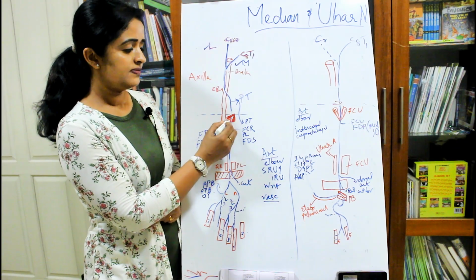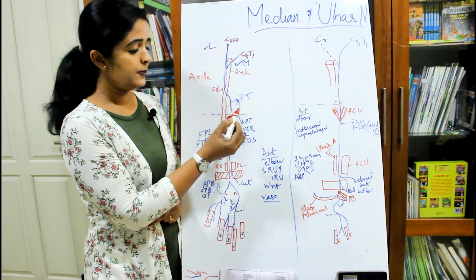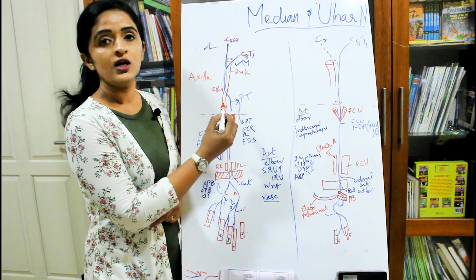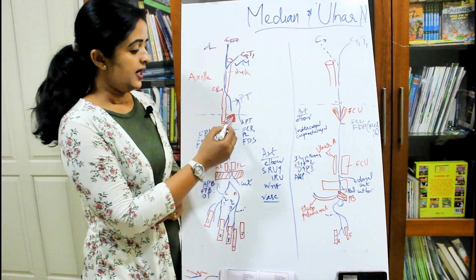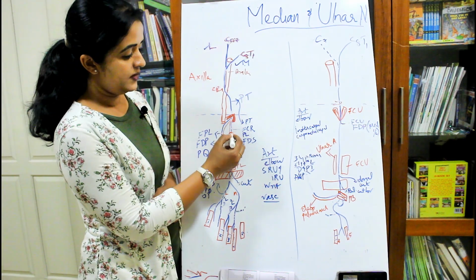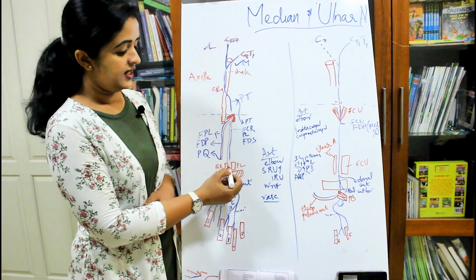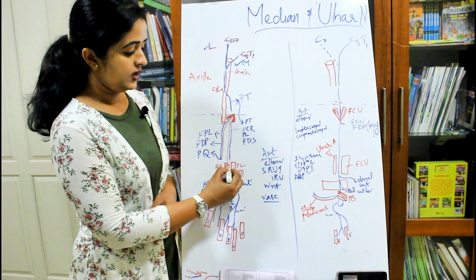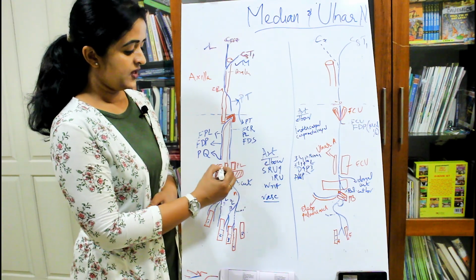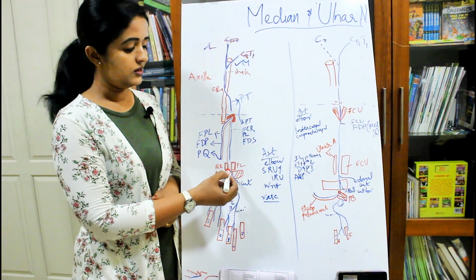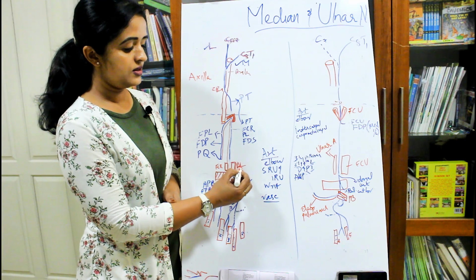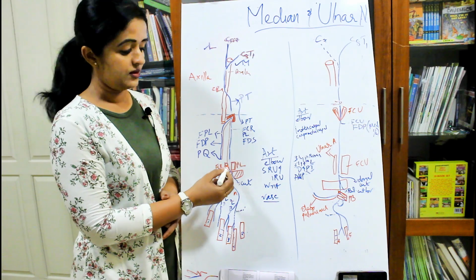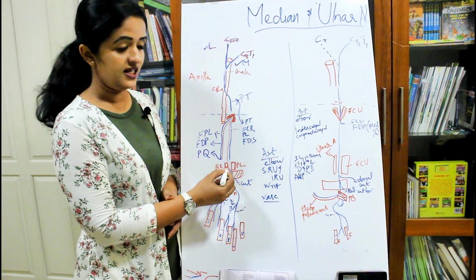And when it reaches the cubital fossa, it will be leaving the cubital fossa between the two heads of pronator teres muscle. And now what happens is it will be lying in the forearm, and in the lower part of the forearm it will be lying between two important tendons. One is the flexor carpi radialis laterally and the palmaris longus tendon medially. So flexor carpi radialis and palmaris longus, in between these two tendons you will be getting the median nerve.